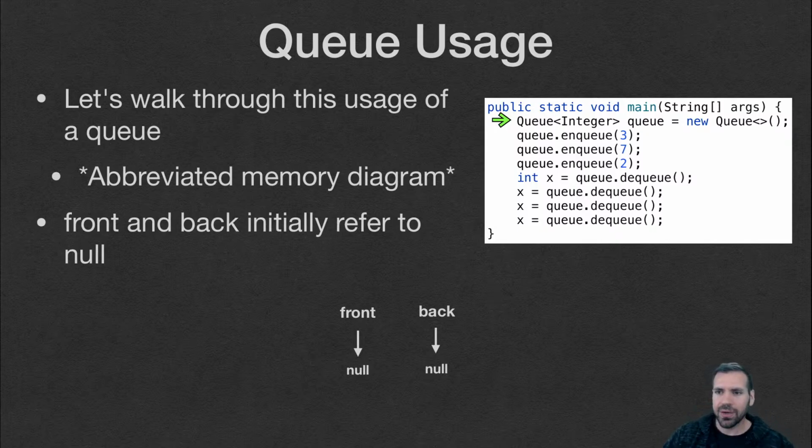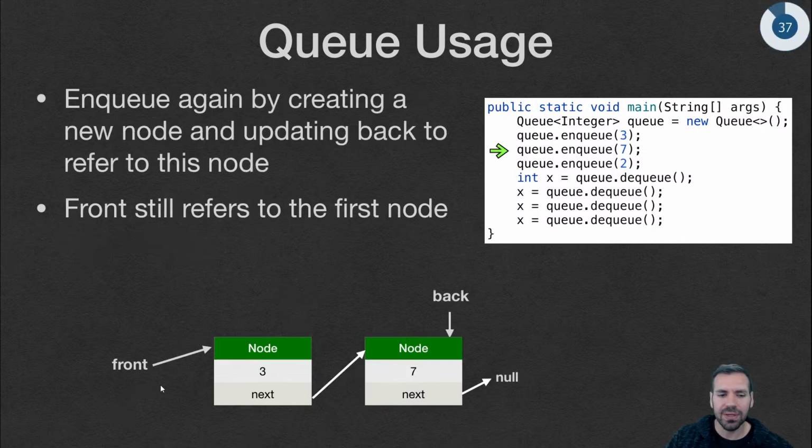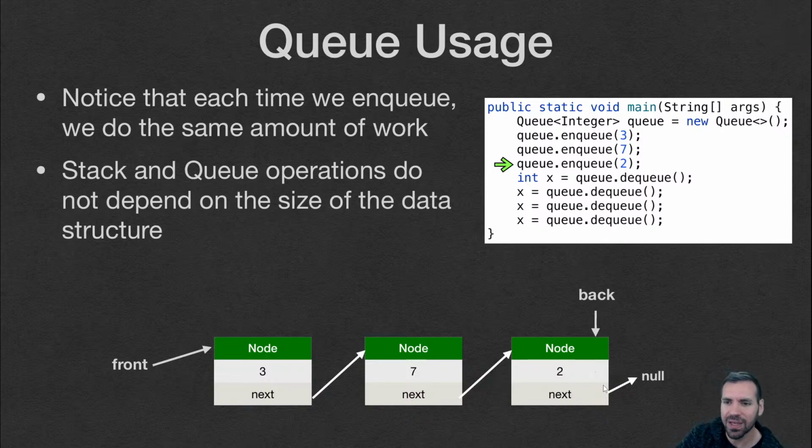So with our queue, we create a new queue. Front and back are both equal to null. We're going to enqueue 3. When we do that, both front and back need to be referring to that node that we just created with 3 and next of null. Enqueue 7, now front is going to be a reference to that first node, the head of the queue still, and back will update to a reference to that new node that was just enqueued. And then enqueue 2 to the back, we're enqueuing at the back of the queue.